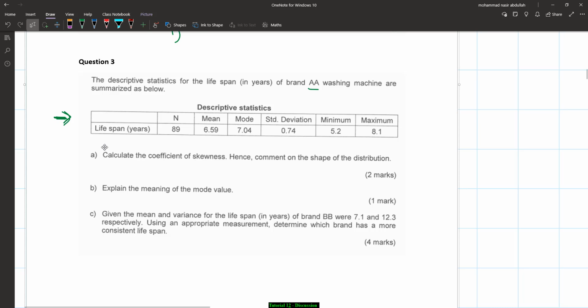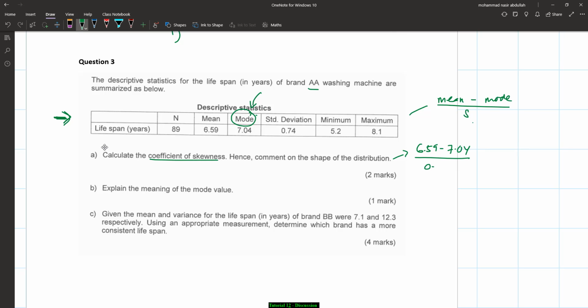Question number 3. So calculate the coefficient of skewness. So coefficient of skewness, we have two formula, formula 1 and formula 2. So let's look at formula number 1, which is mean minus mode divided by standard deviation, right? Because they already give us the value of mode, right? So we don't have any choice lah. You need to use this one. So this one should be 6.59 minus mode is 7.04 divided by standard deviation 0.74.